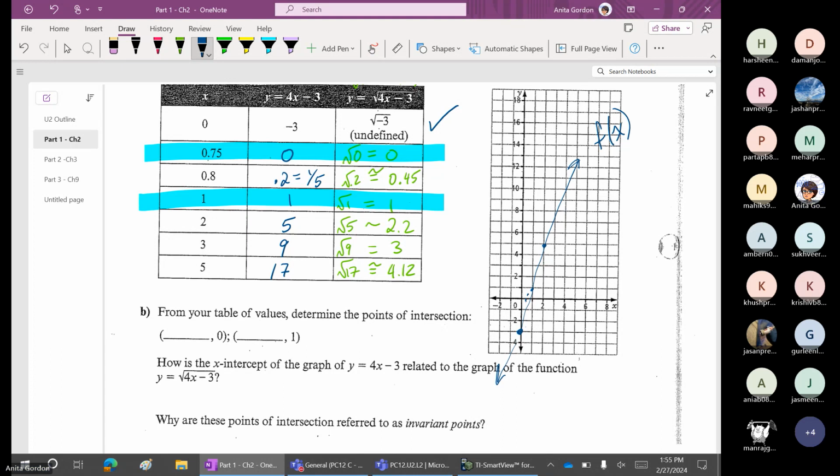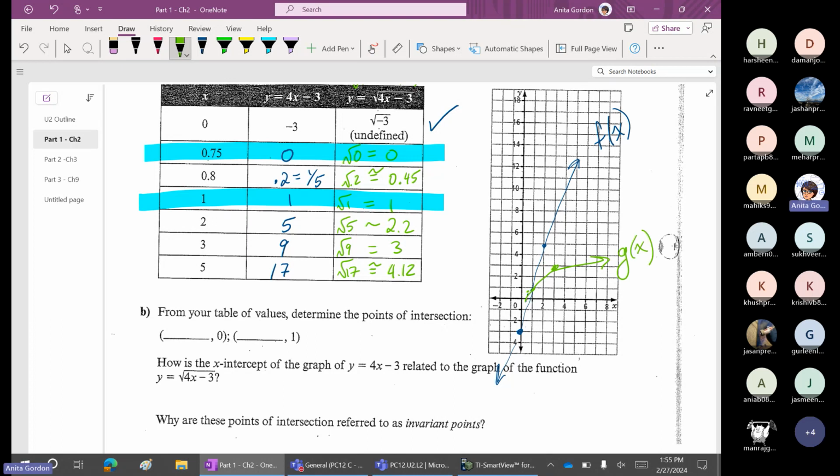Okay? When I do my green graph, at 0.75, I also have a 0. At 0.45, I have 0.45, so it's a little bit higher. 1, 1 is my intersection. And then 3, 3. So that's my graph of g of x.